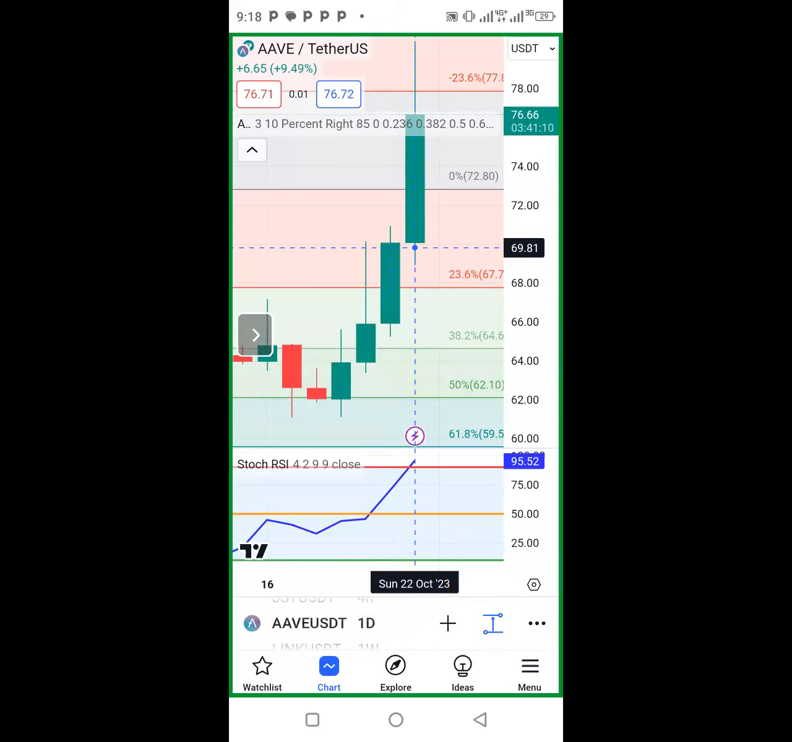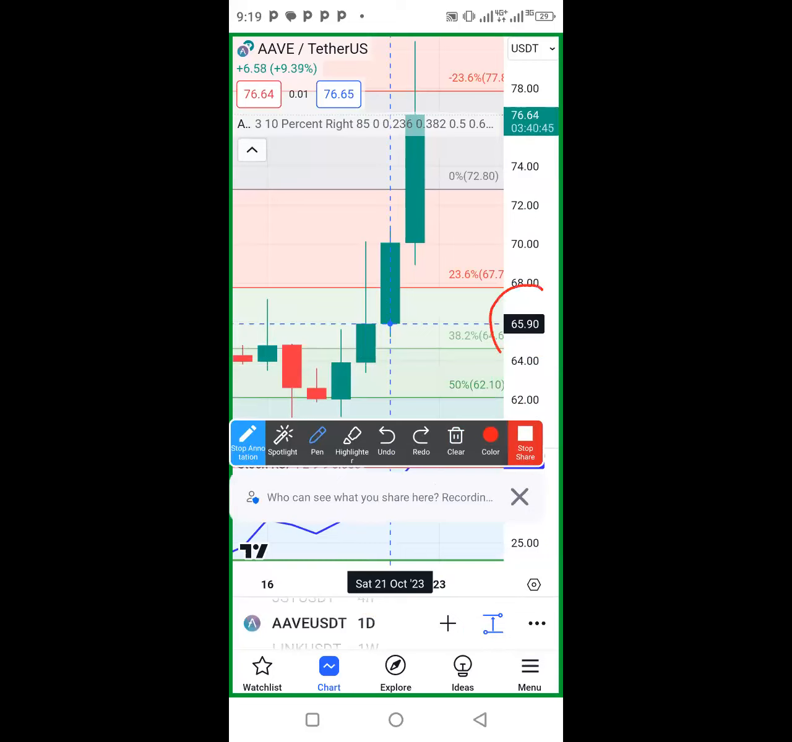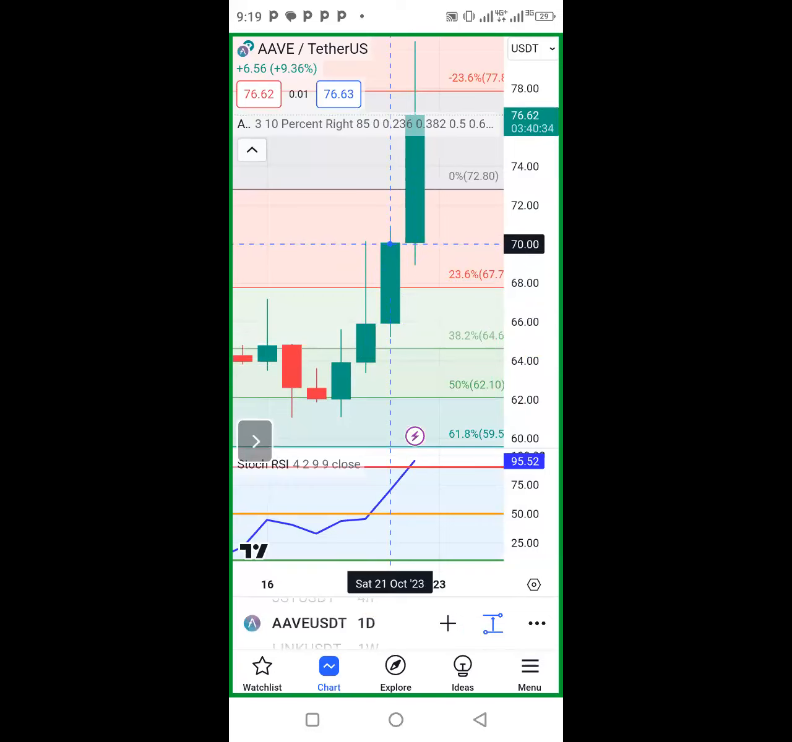Now, look at this candle here. This is a day, that was yesterday. The green candle starts to grow from the bottom. The opening price yesterday for AAVE was $65.90. Then the closing price, it closes here. You see your closing price when you bring it to this place. The closing price is $70. You can see it grows from $66 to $70, right?